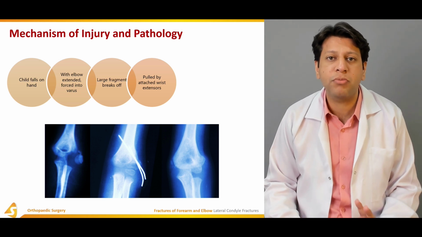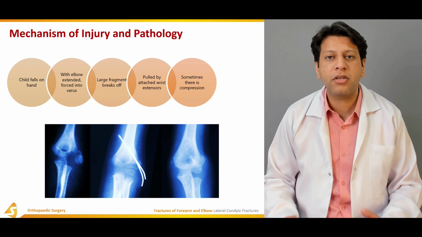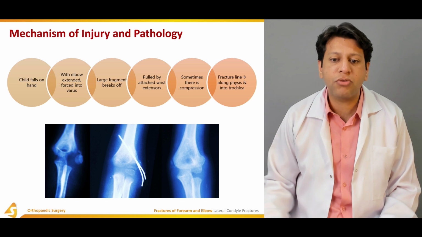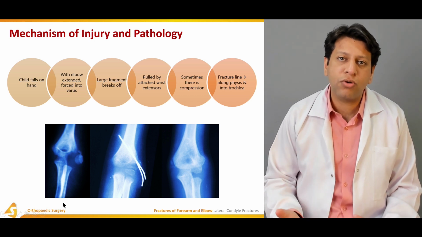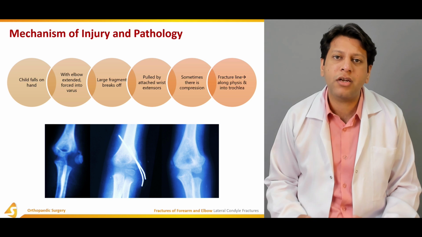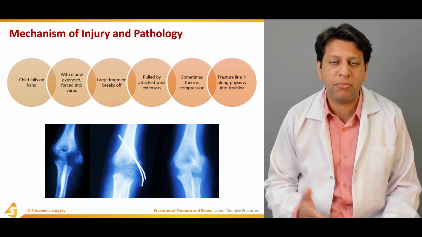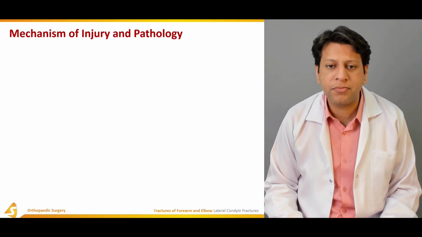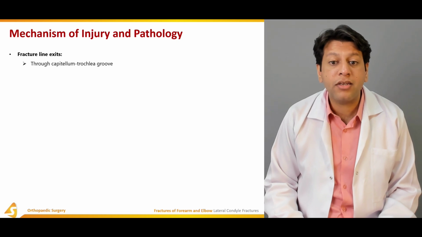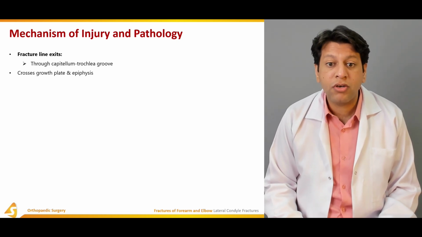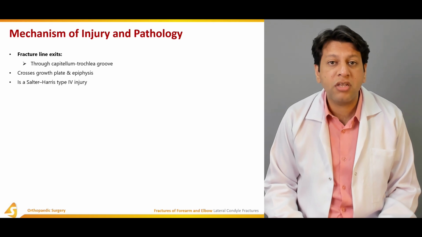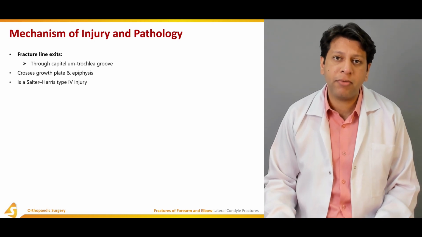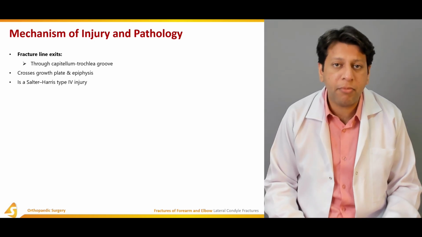So there are two mechanisms, the push and the pull, which result in lateral condyle fractures most of the time. The fracture line is along the physis and it may go into the trochlea. That is how the Milch classification classifies lateral condyle fractures, according to whether the fracture line is medial to the trochlea capitulum groove, or lateral to it. A fracture line that exits through the capitulum trochlear groove crosses the growth plate and physis and is called a Salter-Harris type 4 injury. Why? Because it is involving the physis, the epiphysis, as well as the metaphysis. It makes it a type 4 injury.